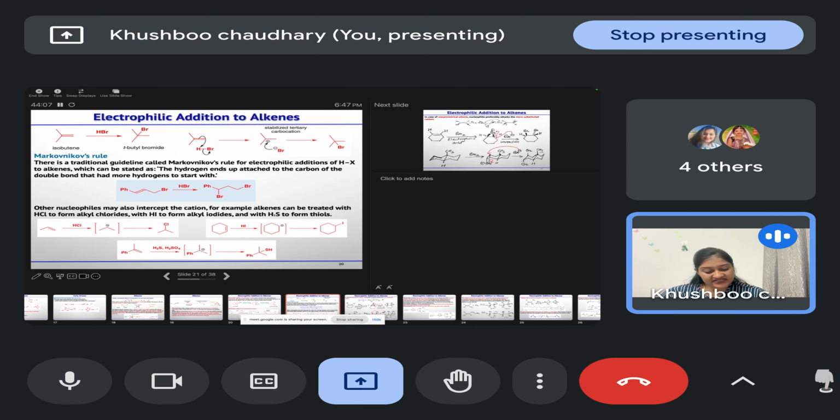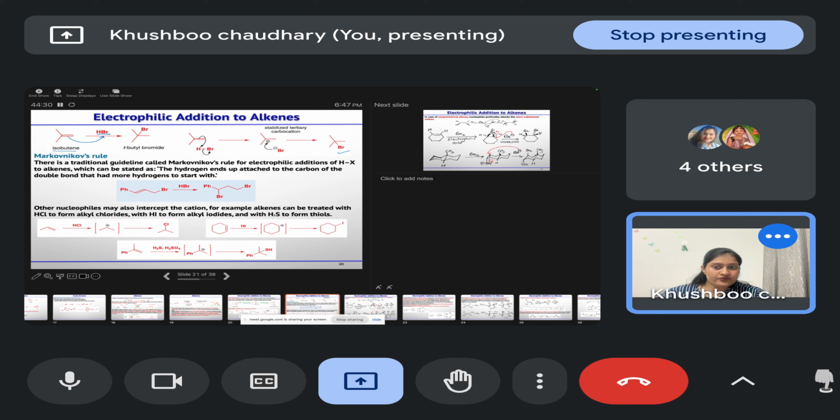One similar example is your isobutene. When you are treating isobutene with HBr, in this case also, one of the carbocations generated is primary and the other one is tertiary. So tertiary will result in the major product formation, and the primary will be minor or will not form.